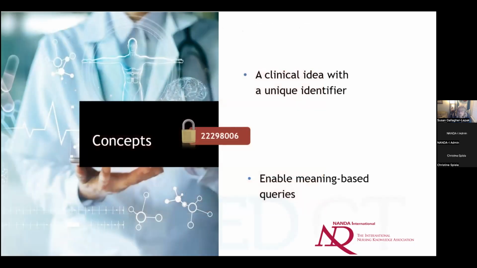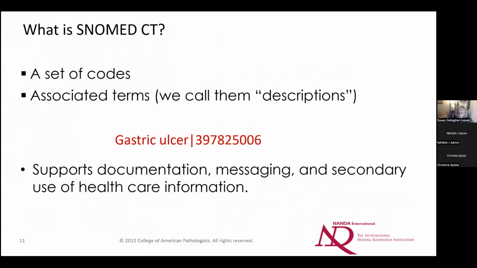So let's talk about what is a concept. A concept is a unique idea. And that unique idea has been given a code, and that code doesn't have any meaning by itself. It's just a randomly assigned number. Okay. So SNOMED is a set of codes. It's just a whole bunch of codes, and those numbers don't mean anything on their own until we associate them with terms. And those associated terms are called the descriptions.